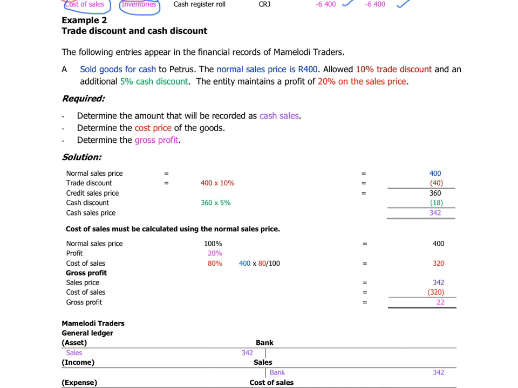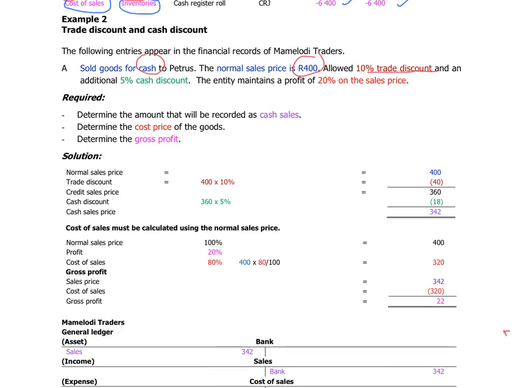Sold goods for cash. Okay, so we know that this is a cash transaction. The normal sales price is 400 Rand. And we allow 10% trade discount on the 400 Rand. And an additional 5% cash discount if the goods is paid immediately. Okay, then the entity maintains a profit of 20% on sales price.